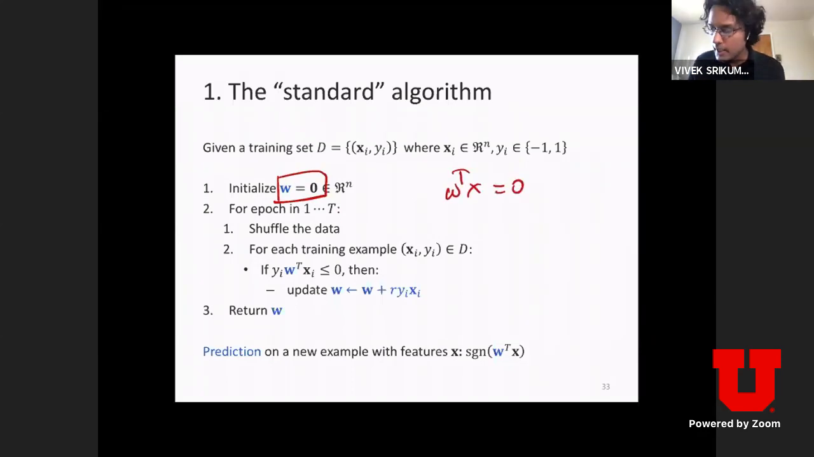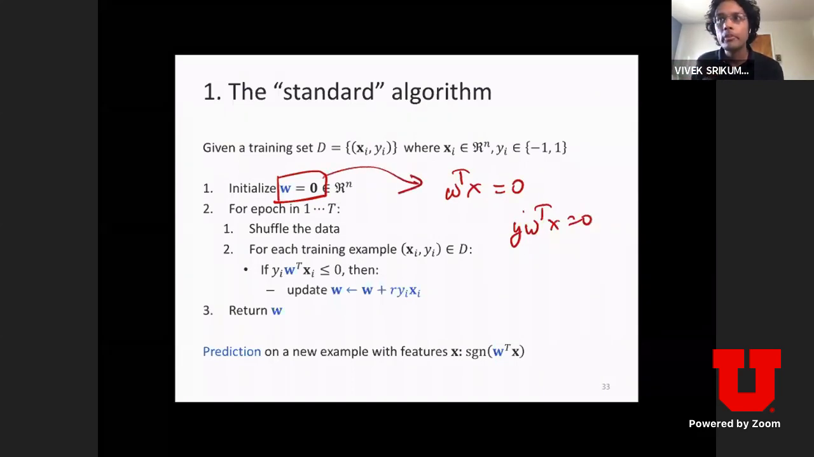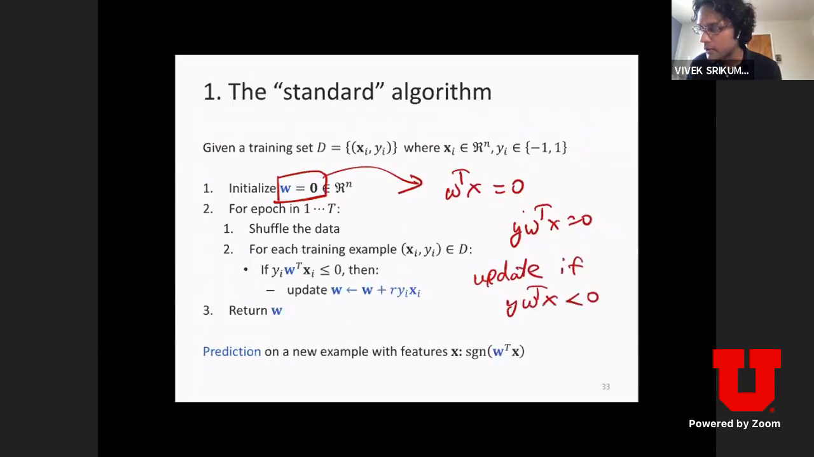Which means if you check, Y W transpose X is equal to zero for the very first example. And this is only because the weights are zero. So if your update condition is to update if Y W transpose X is strictly less than zero, then you will never make an update. And why is this happening? Because you initialize your weights to zero.